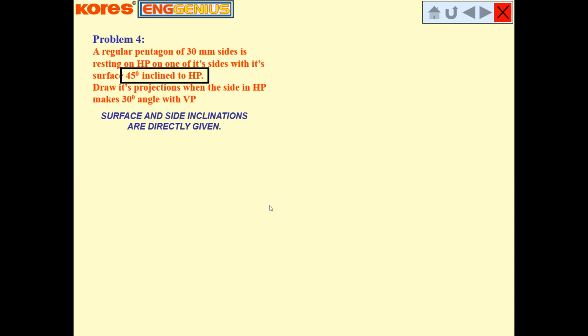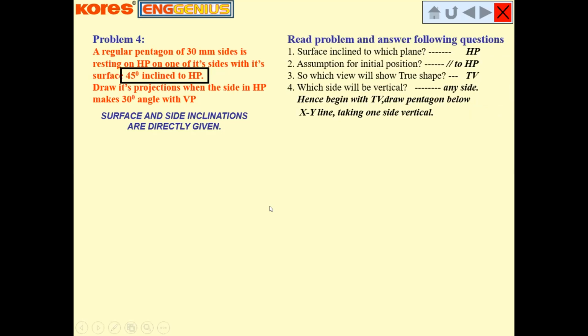So first of all, we will learn how to analyze all this data, and based on the analysis of the data given to you, what we can conclude, right? So read the problem and please answer the following questions. First question: surface is inclined to which plane? Horizontal plane. Yes, the surface is inclined to the horizontal plane. Now, what is the assumption for the initial position? It is parallel to HP.